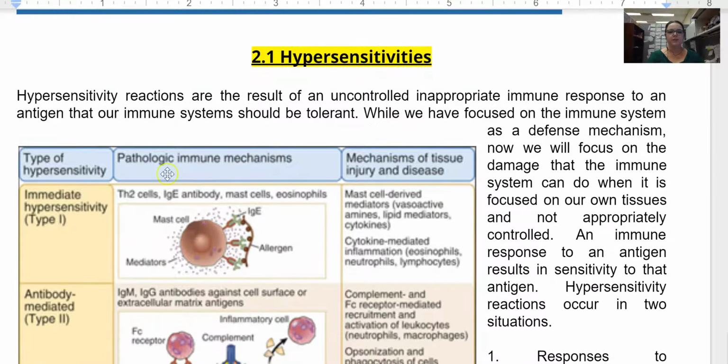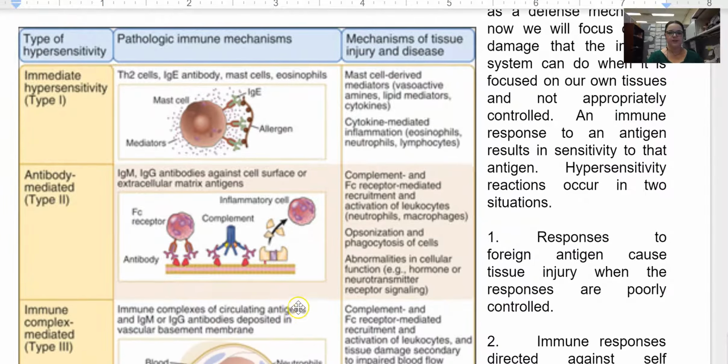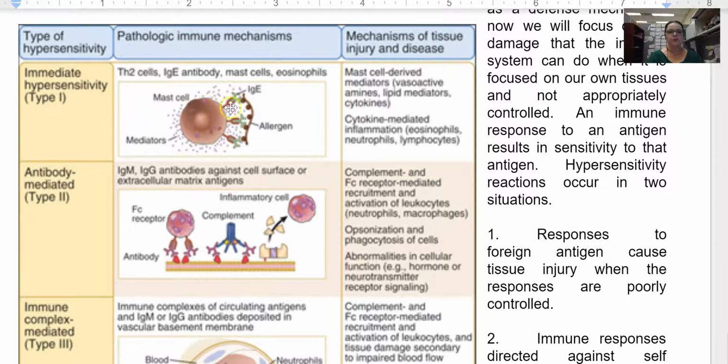So the first thing I do is give you an overview on hypersensitivity and the 4 different types. So type 1 really just refers to allergies. So that's Th2, IgE, antibody, mast cell, and eosinophil mediated.